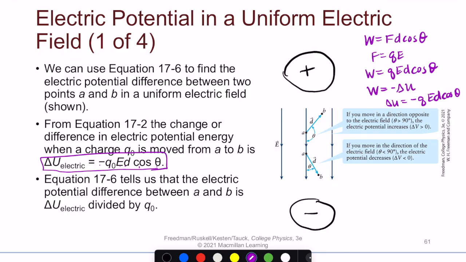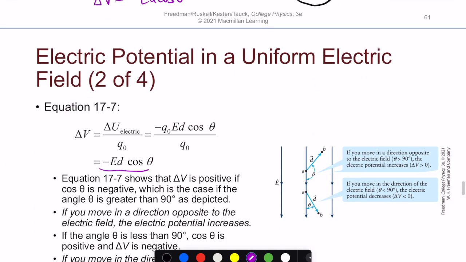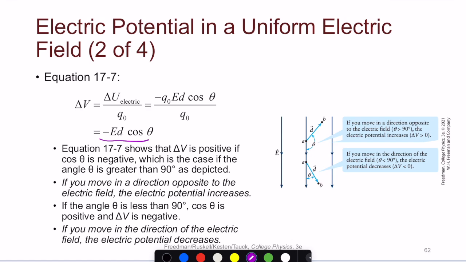And so what this equation tells us is that the electric potential difference between A and B is going to be simply this equation here divided by Q. So the Q would drop off. And therefore, our delta V is going to be negative ED cosine theta. Okay. So the potential difference, delta V, is going to be positive if cosine theta is negative.